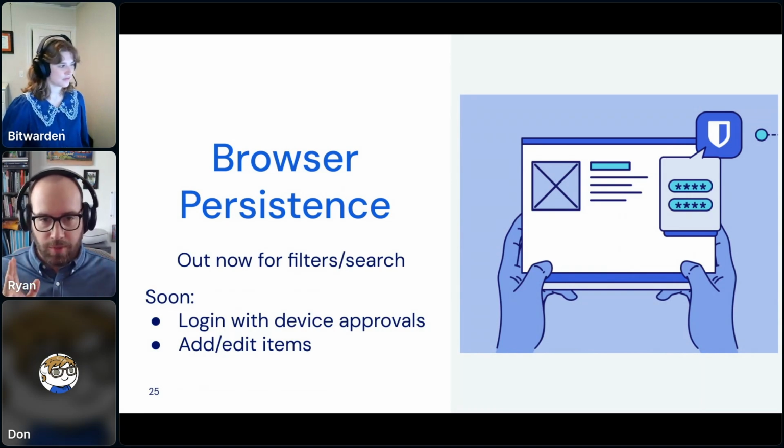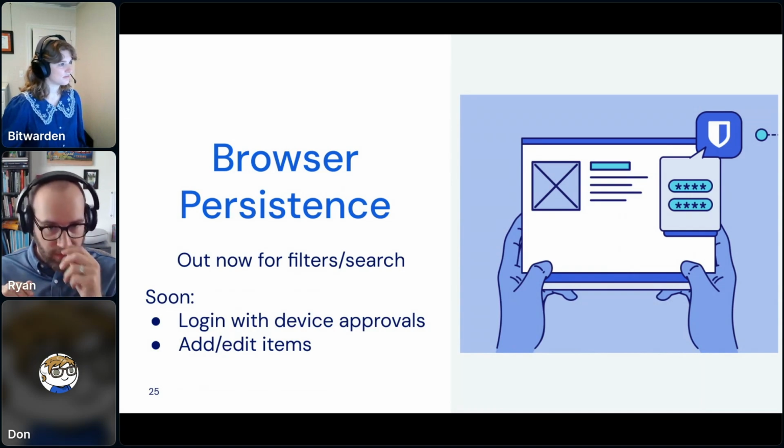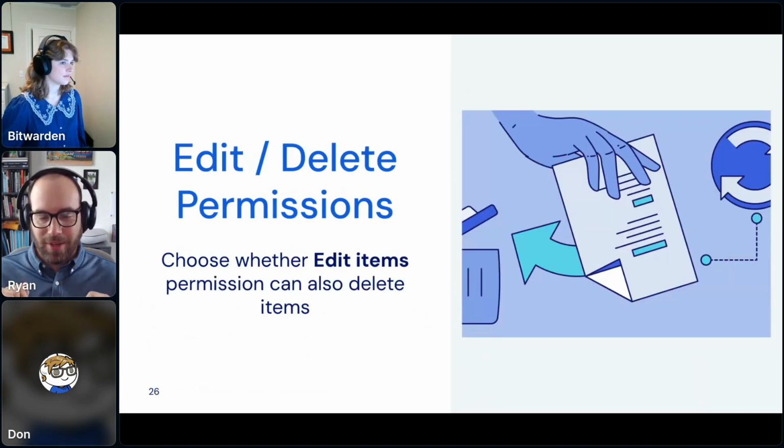So you're going to see this browser persistence now for filters and search. And then very soon, we're going to see it also for login with device approvals. So you could be able to do this for approving a web app, for example, through the web extension. And then soon being able to add and edit items. So if you're editing an item and you click away and the extension closes, you'll be able to open it right where you were. So that's coming down.